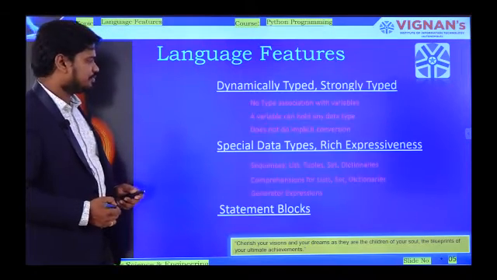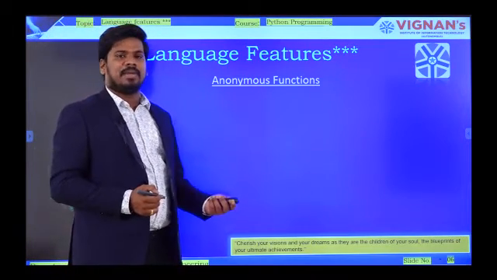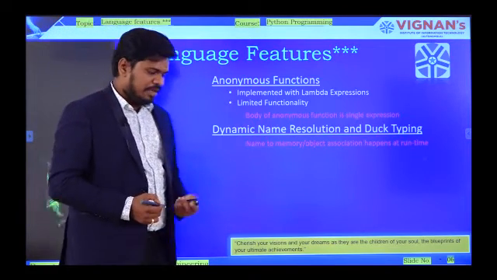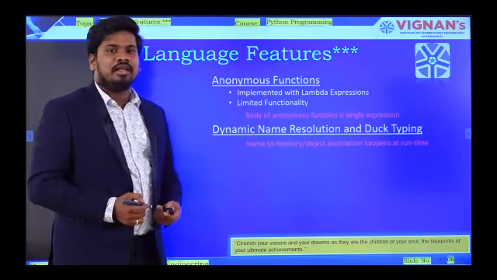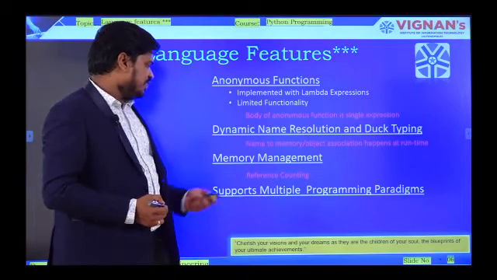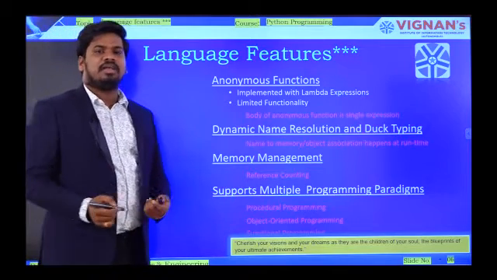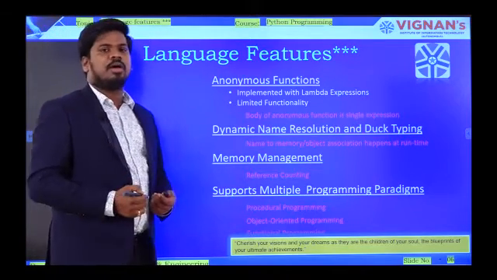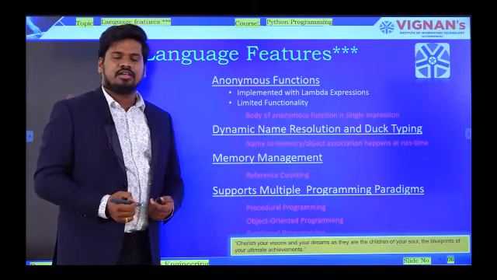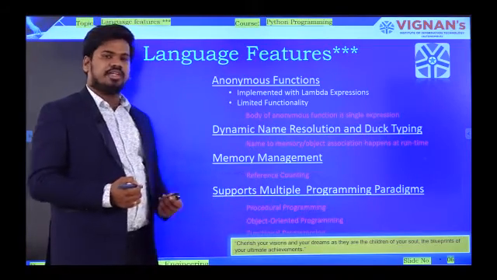And next one is anonymous functions. Anonymous functions means a nameless function can be created in Python. And next one is dynamic name resolution. So memory wastage will be less in Python compared with other programming languages. And next one is support for multiple programming paradigms. That means I can use functional programming here, modular programs, a scripting language, and an OOPS language. Whatever I want, I can happily use it here.